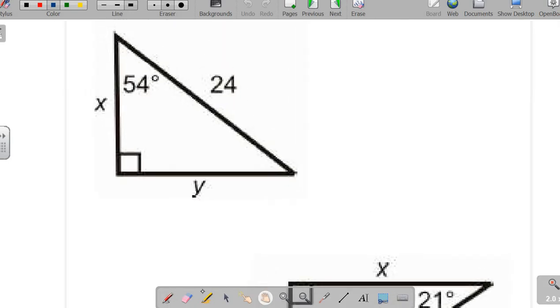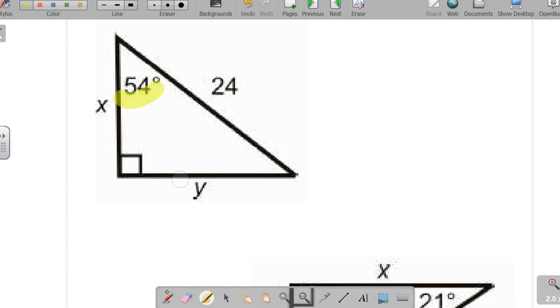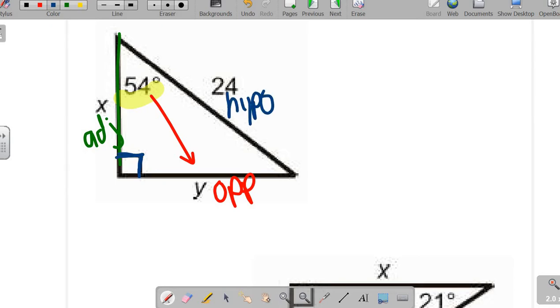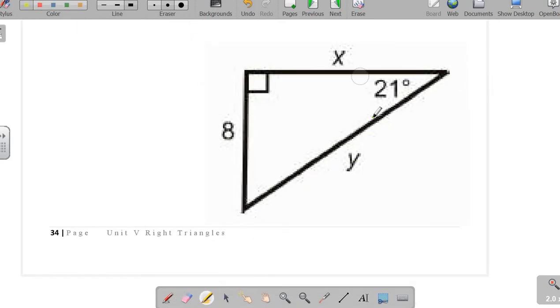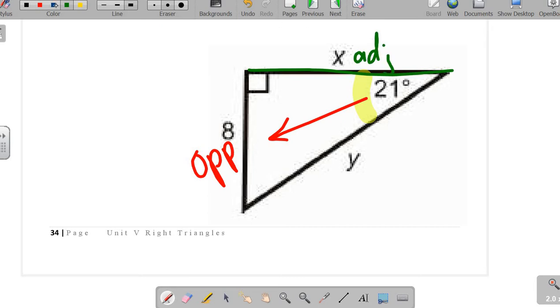Welcome back. Take a look here. If this is your theta, then your opposite is the y. Your adjacent, meaning next to, is the x. And your hypo across from the right angle is the 24. Looking here, if your theta is the 21, the opposite is the 8, the adjacent is the x, and your hypo across from the right angle is the y.